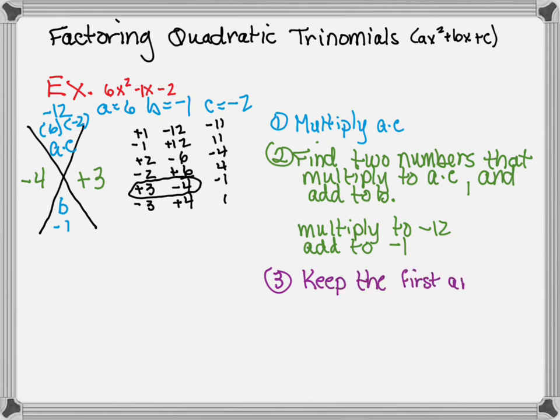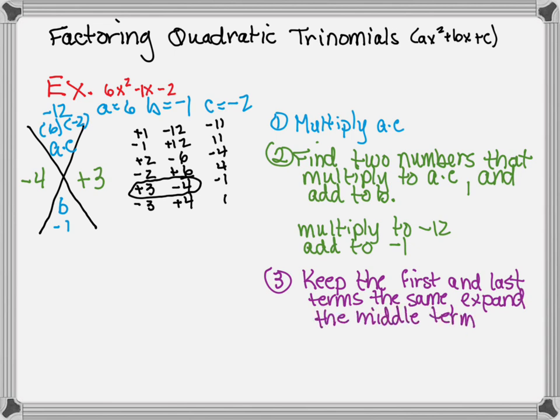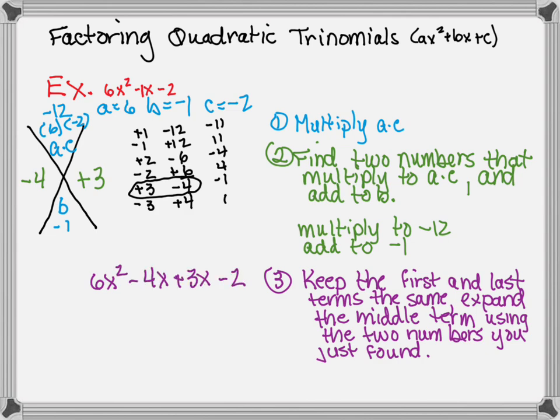Third step. We're going to keep the first and last terms the same in our trinomial, but then we will expand out the middle term using those two numbers that we just found, so the negative 4 and the positive 3. So 6x squared, that was our original first term. We still have our minus 2 at the end. And then I'm using minus 4x and positive 3x. So I use the negative 4, the positive 3. I do need to put x's with them because together the negative 4x plus 3x adds up to the negative 1x that was our original middle term. So we just expanded it out.